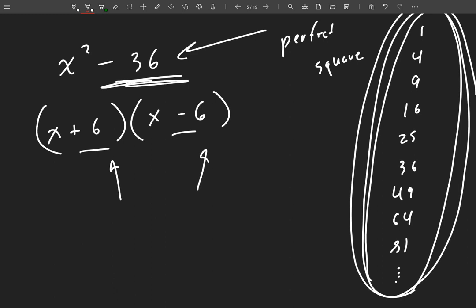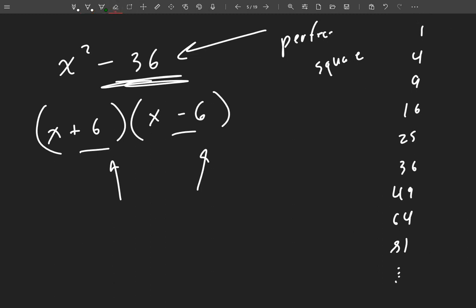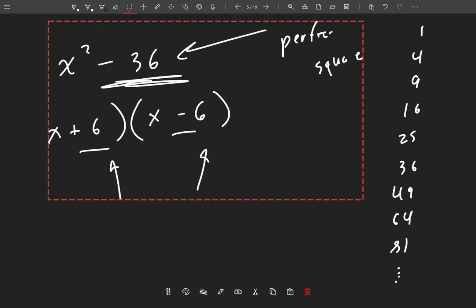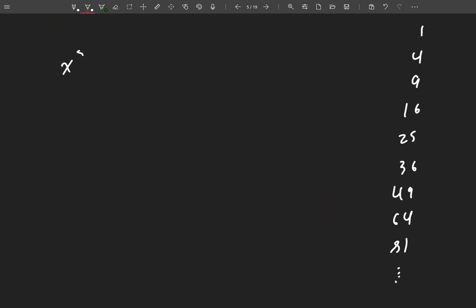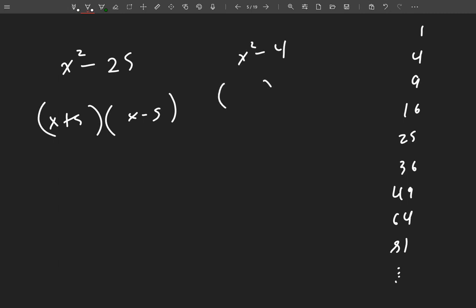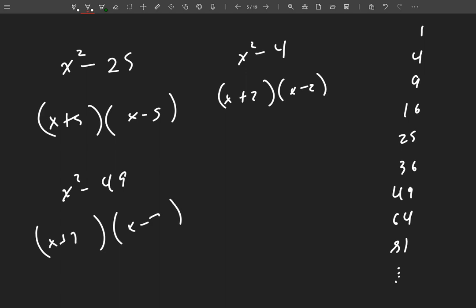So for instance, let me leave that list over there. See if I can get rid of all this stuff without getting rid of my list over there. Whenever you see x squared minus one of those numbers, you should automatically know what to do with it. X squared minus 25, that's x plus 5 and x minus 5. Done. X squared minus 4, that's x plus 2 and x minus 2. Done.